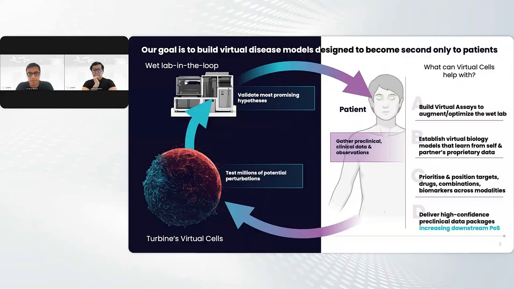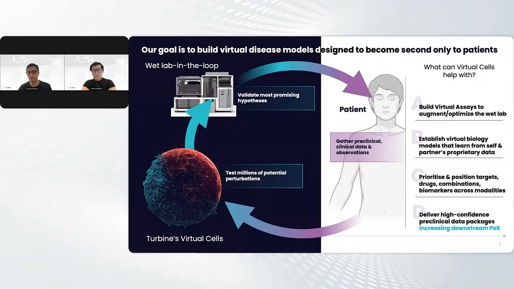So we are a virtual biology company, and the aim is actually quite simple at the base. Our aim is to model disease in as close a way to patients as possible, but do it in silico. And the way we currently look at it is data comes from both preclinical and clinical samples. We turn that into a virtual cell representation, which I'll go a bit deeper into.